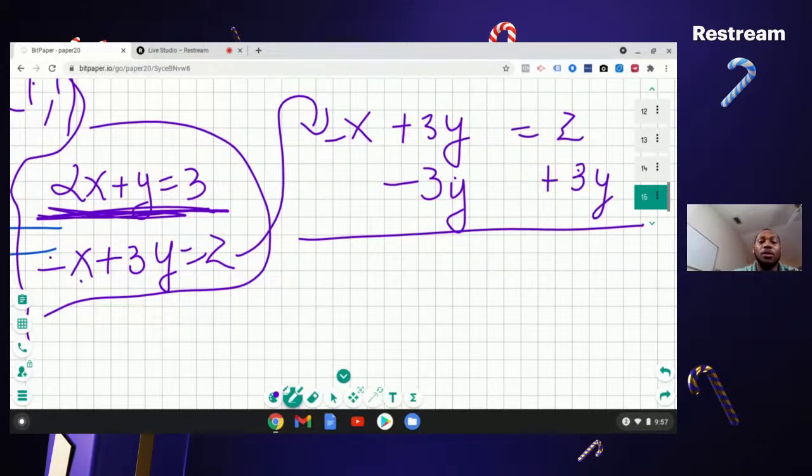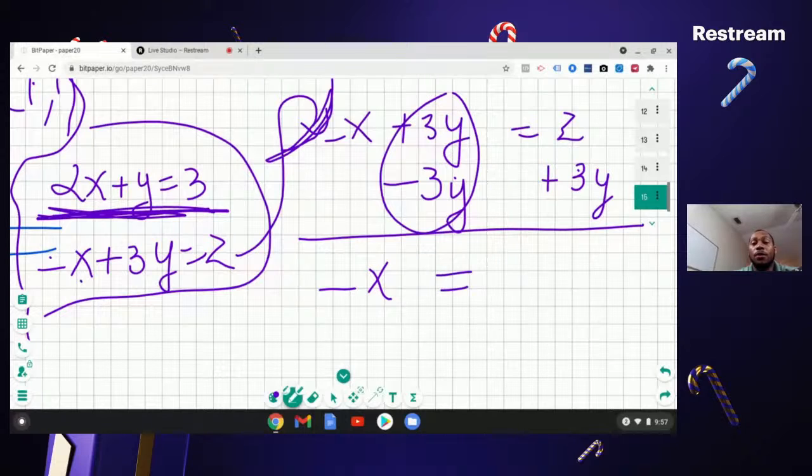What do we end up with? We end up with negative x plus 3y minus 3y, and that's gone, equal to 2 minus 3y. So now that's a value for negative x. What value am I looking for?